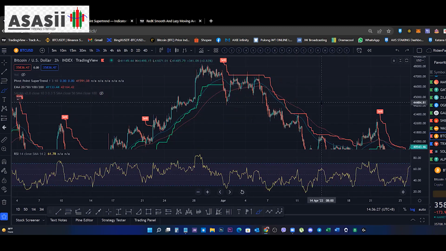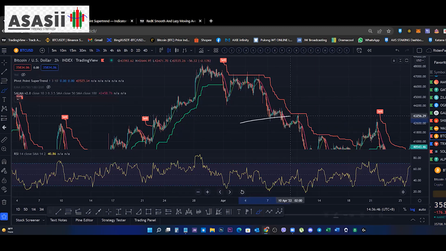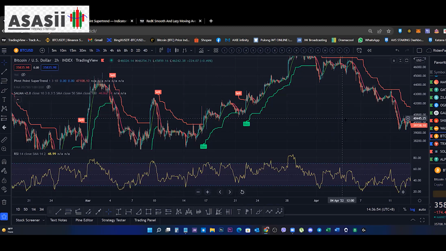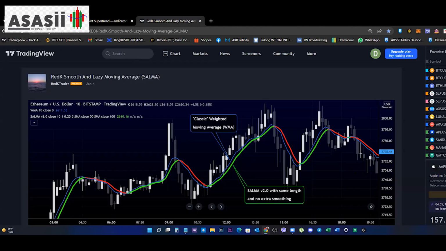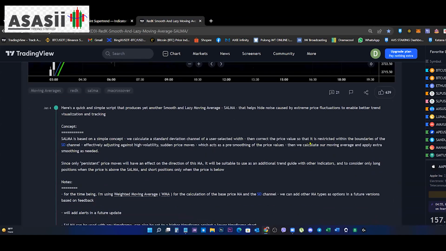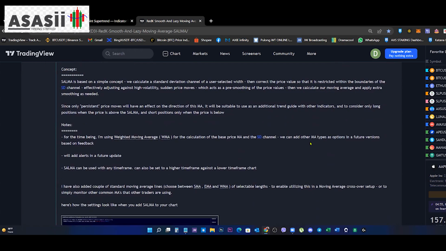Okay, so that's one example of using our free indicator Pivot Point Supertrend with the use of moving average 50 and 100. Now, another confluence is the Salma indicator. So this is our Salma indicator, guys. This is like a whole MA, or similar to parabolic SAR. Salma is a smooth moving average with the lazy moving average. Lazy is one well-known script creator in TradingView.